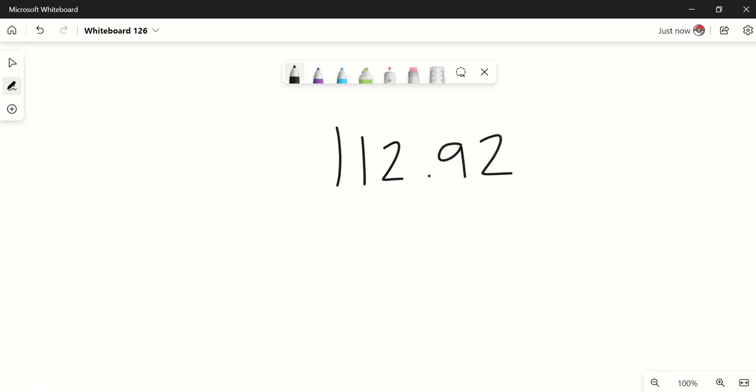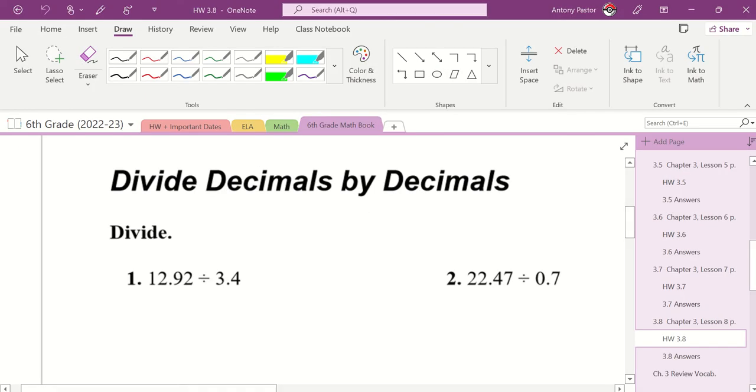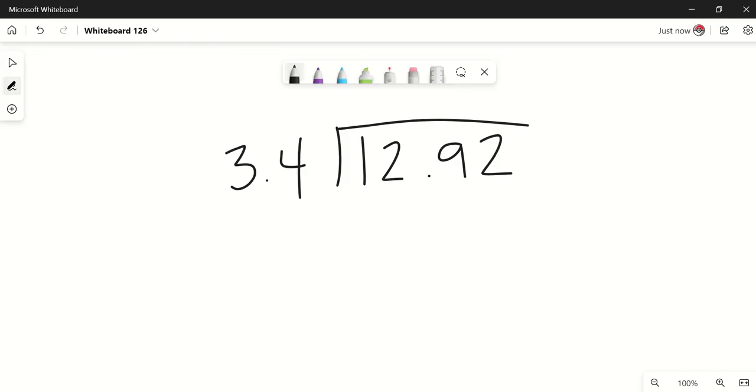12.92 divided by 3.4. 12.92, yep, did it right. So, again, our first step is to make our divisor a whole number. This decimal needs to jump all the way to the right. That was only one jump.